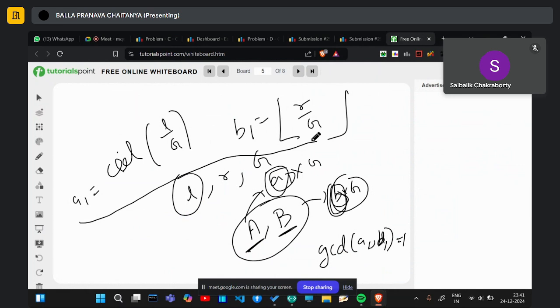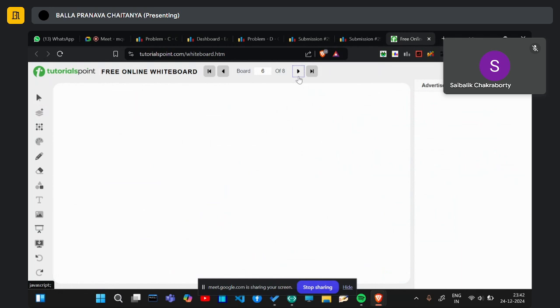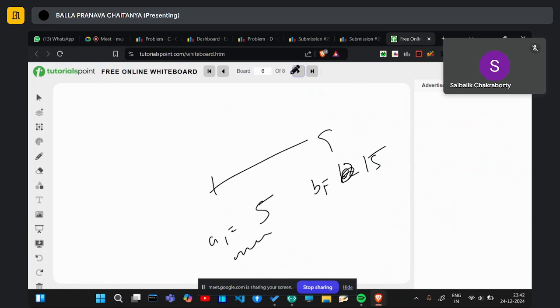So now let's understand this. The GCD of A1 and B1 must always equal 1, or else our GCD will exceed G. So now the problem reduces to two numbers. Suppose let's take some examples. Let's take somewhat different numbers like 5 and possibly 12. Let's assume these are A1 and B1. We have to make the GCD 1. Here the GCD is already 1, right? Let's take 15. Here the GCD is 5, but we need a GCD of 1. It's quite evident that we can increase the numbers.